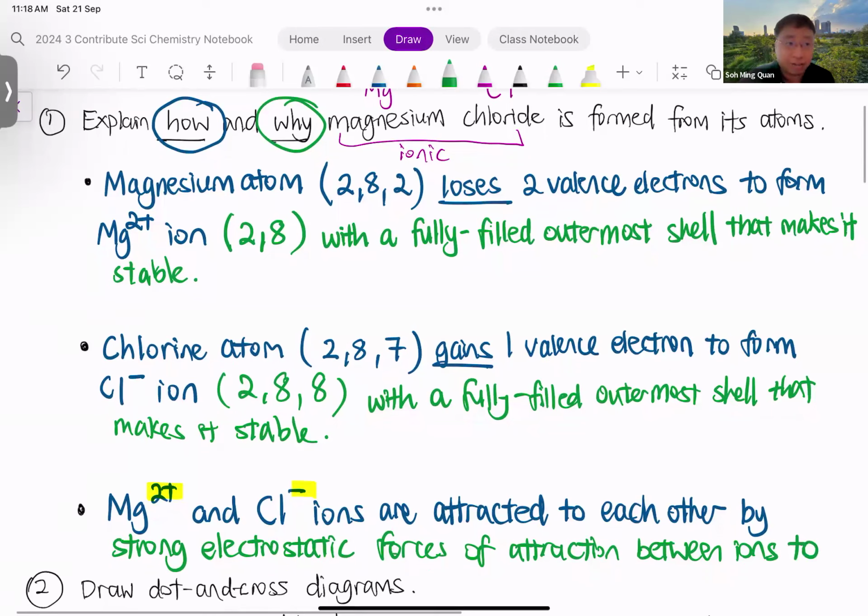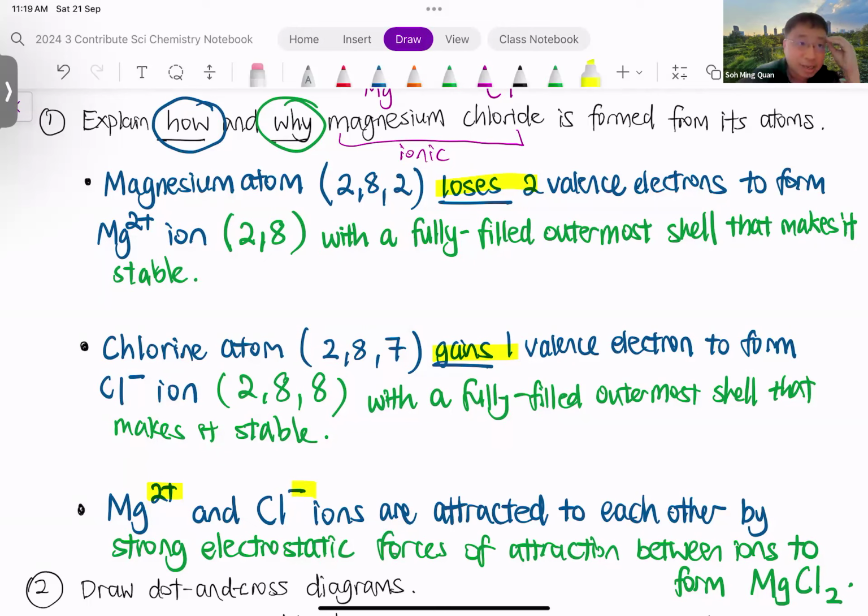And once they attract to each other, what do they form? They form magnesium chloride. Magnesium chloride is MgCl2. Why is it Cl2? You can see from just the numbers that you have written, magnesium loses 2, chlorine gains 1. The idea is, if magnesium can lose 2 electrons, but chlorine only gains 1, this means that there must have been 2 chlorines in the compound, right? You cannot have electrons that have gone missing. You cannot have electrons which have suddenly appeared in excess, okay?